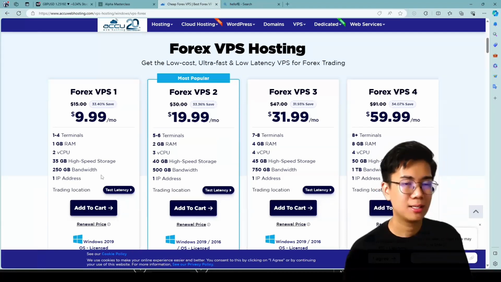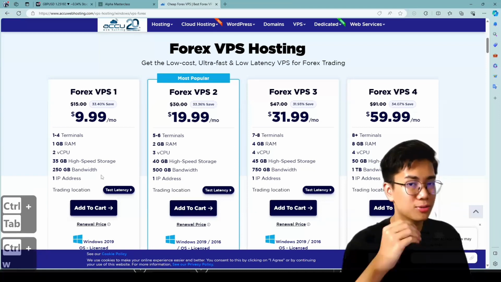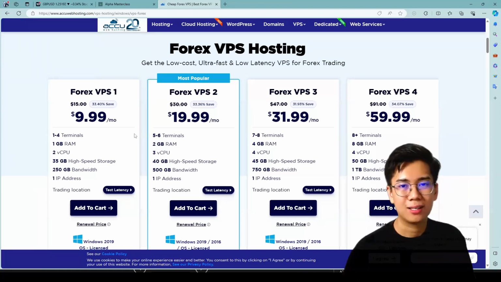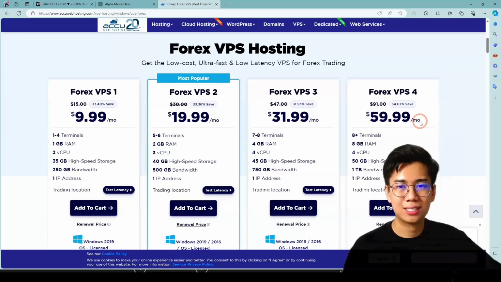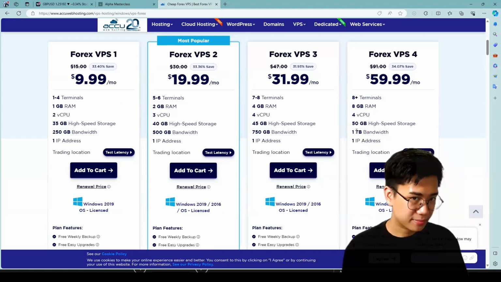If you don't have a computer and you really need a computer, a high-spec computer, but you don't want to buy a more expensive one, it's just $60 per month. You get 8 GB RAM, 4 CPU, and no electricity bill also.